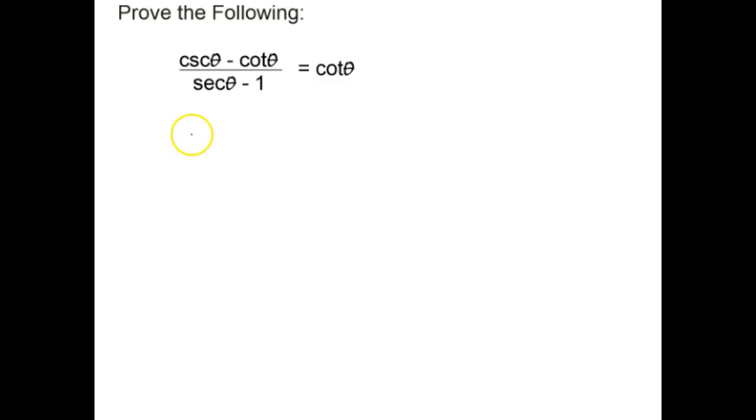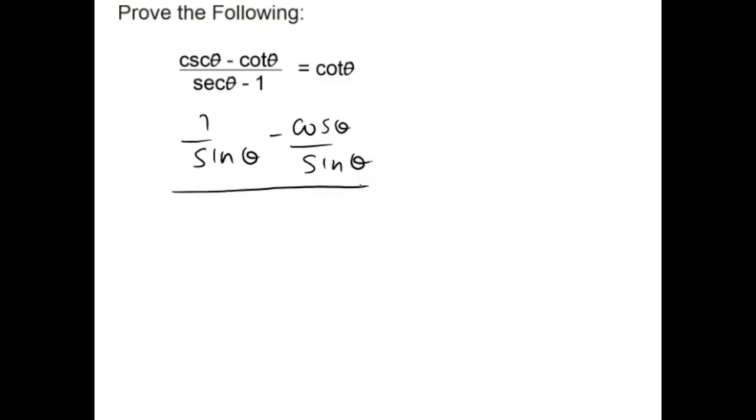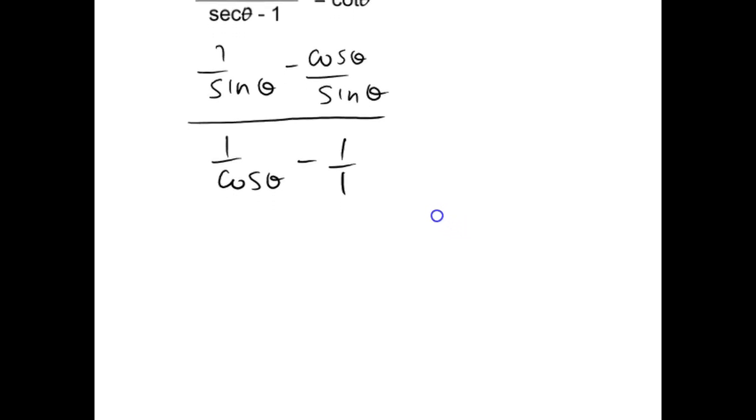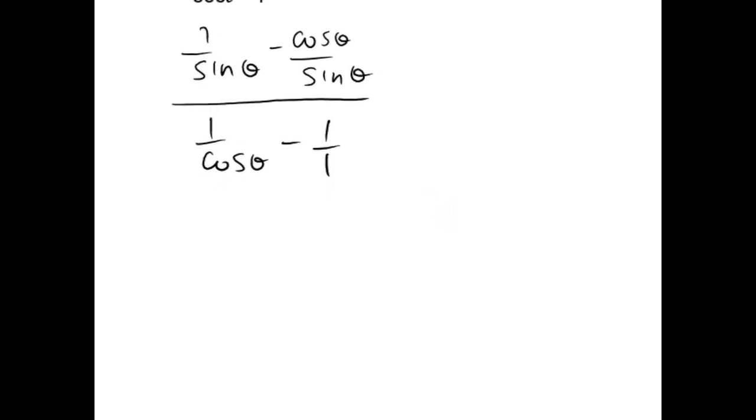Secant is 1 over cosine, and you must put the theta there. Cotan is cosine theta over sine theta, and this is all being divided by 1 over cosine theta minus, now when you have a number, just place the number as 1 over 1, or if it's 3 over 1, put 3 over 1, etc. We now need to find the common denominator in the numerator first, which is already sine.